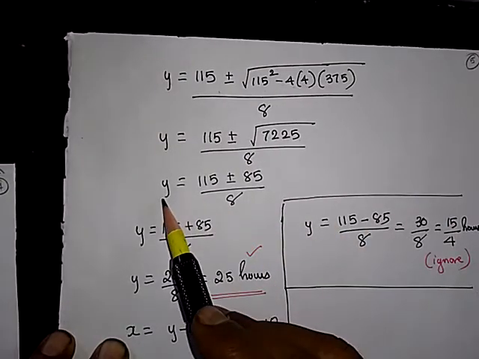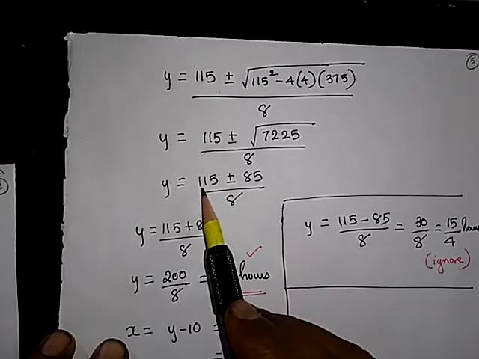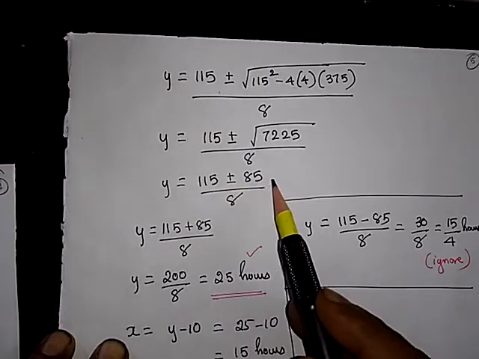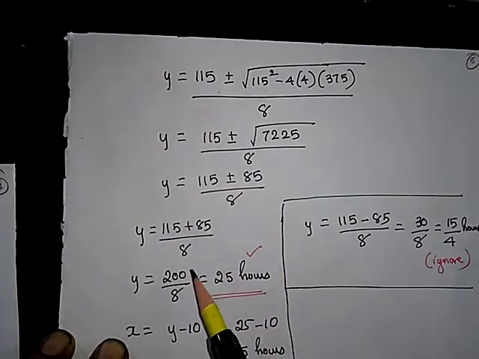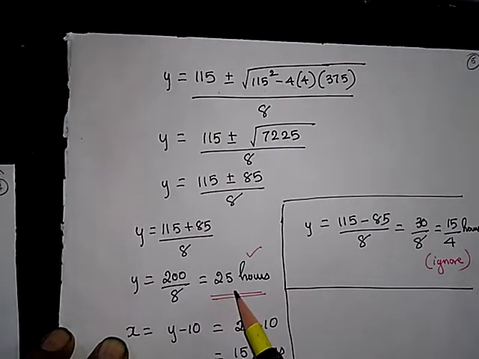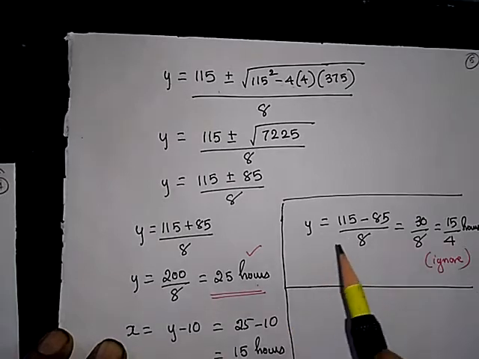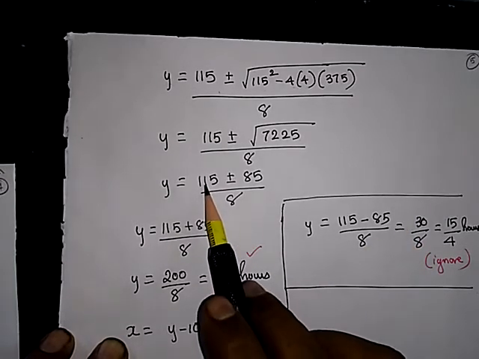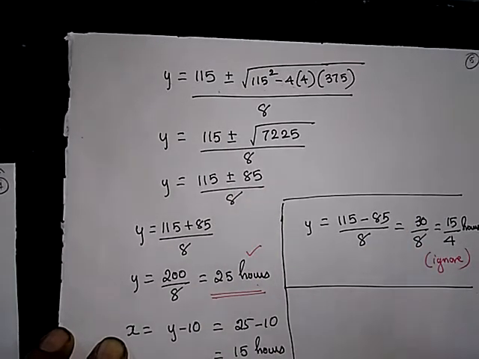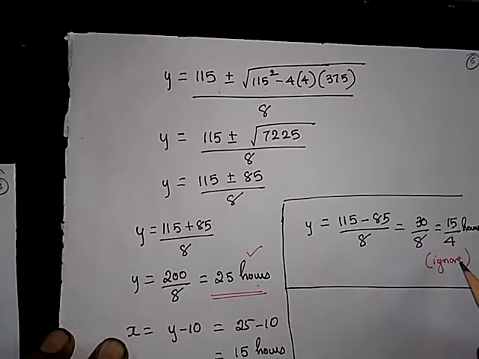So now you will get two answers. Y is equal to 115 plus 85 by 8. So you will be getting 200 by 8, which is equal to 25 hours. You have another answer also: 115 minus 85 by 8, you will get 15 by 4 hours. You must ignore this value. I will tell you why.